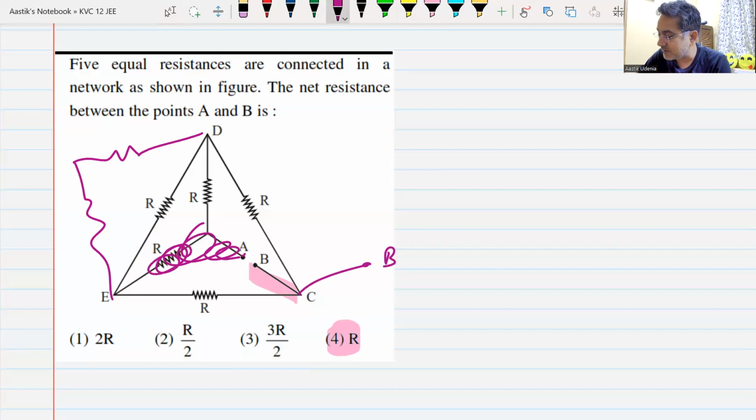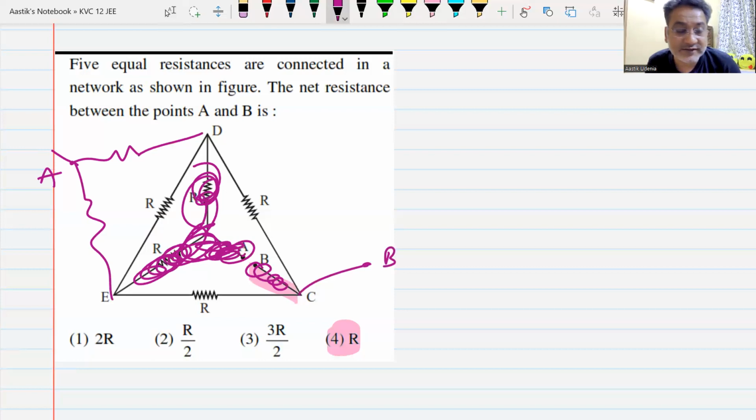This goes away. And this point A is here. This is basically a balanced Wheatstone Bridge. Yes or no? So the answer is? R.